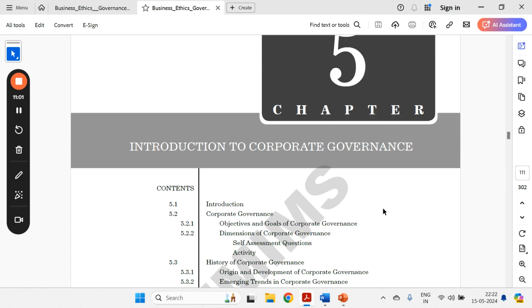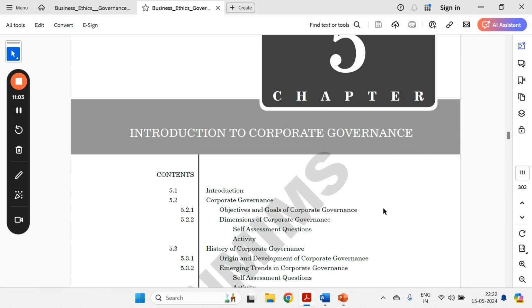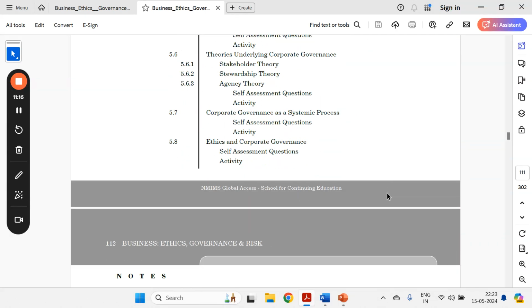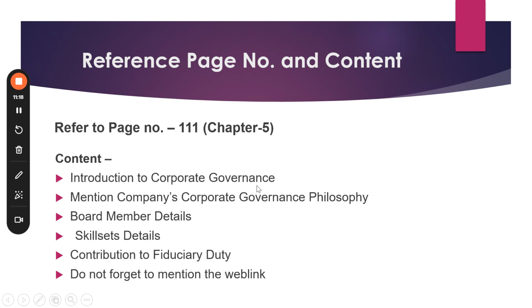Okay, so this is corporate governance. I would recommend going to the corporate governance section, although you won't get any information which can be written in this question, it's important that you have an understanding of corporate governance. That's why I have highlighted this particular point in this question. What content do you need to write?